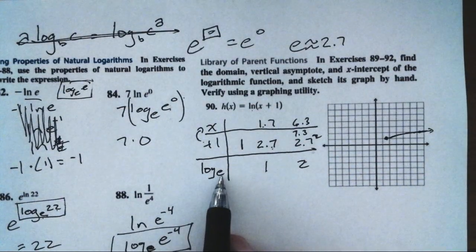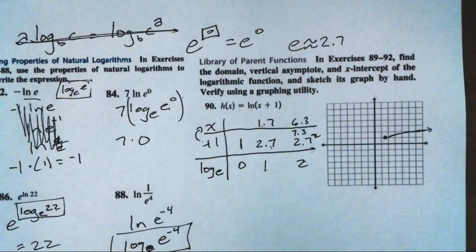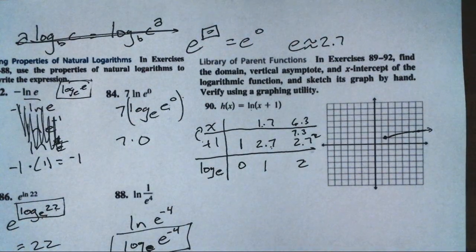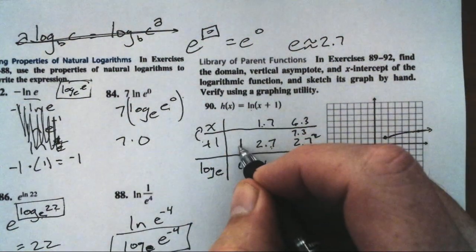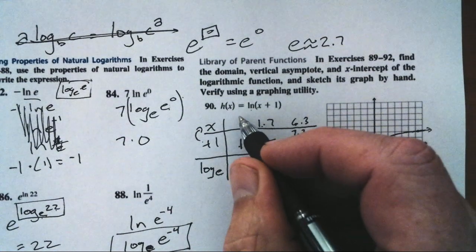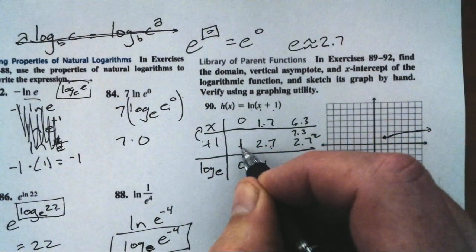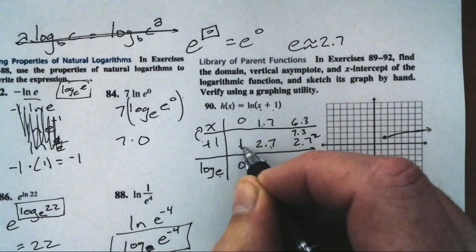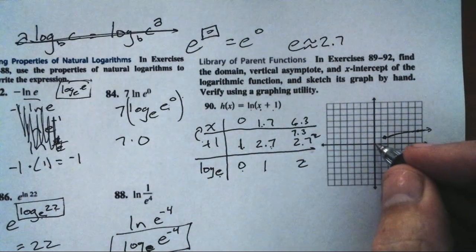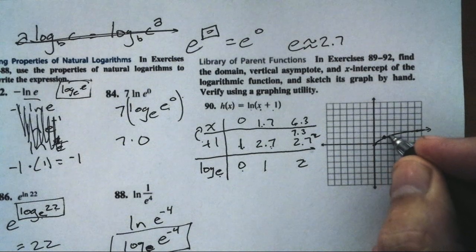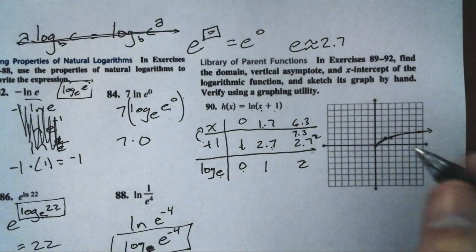Because what is the exponent that turns e into 1? 0. But to get 1, I have to choose 0, subtract 1, put in 0, get out 1. What's the exponent that turns e into 1? 0. So (0, 0) is a point on the graph. So we're just building this as we go.